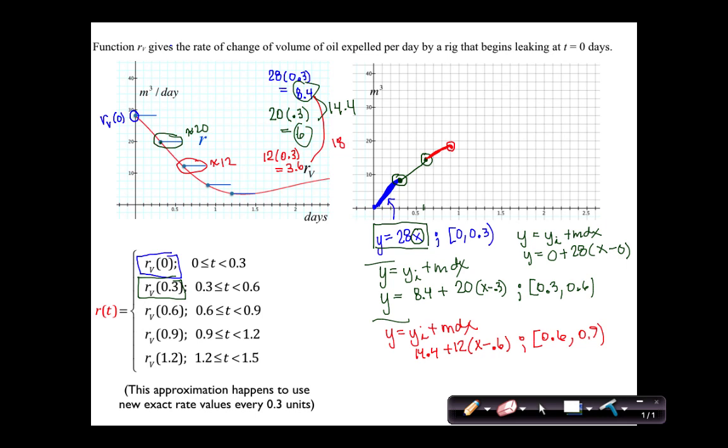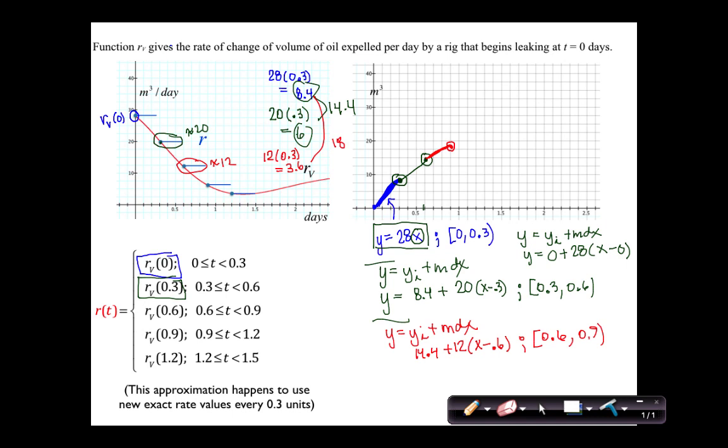So notice that I didn't write down the number 18 here. 18 isn't a part of that equation. 18 is the endpoint of this. If I substituted into this equation x equals 0.9, I would get 18. Now, officially, 0.9 isn't supposed to be plugged into this equation, but for a continuous function, which this is going to be, those should match up.